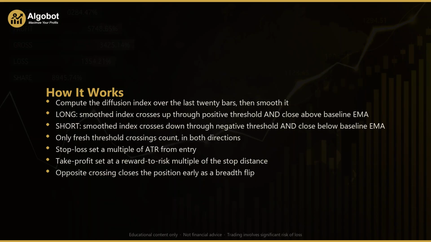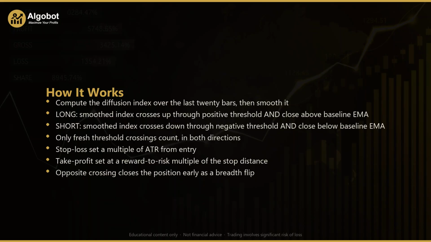For a long entry, two conditions must both be true. First, the smooth diffusion index must freshly cross up through the positive signal threshold, which sits at 0.30 by default. Fresh is the key word here. The strategy checks that on the previous bar the value was at or below the threshold, and on this bar it's above it. That crossing means bullish participation has just become broad. Second, the current close must be above the baseline exponential moving average, which by default uses a period of 50. That baseline acts as a regime filter, keeping long entries aligned with the larger uptrend rather than fighting it.